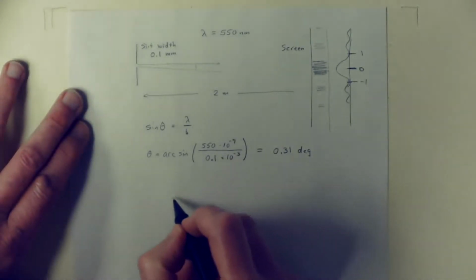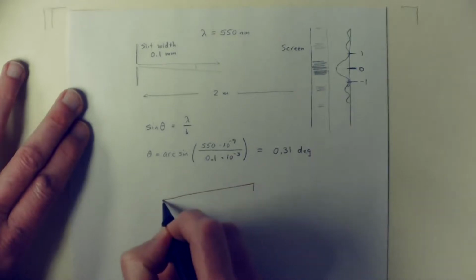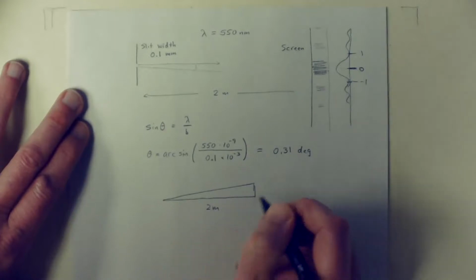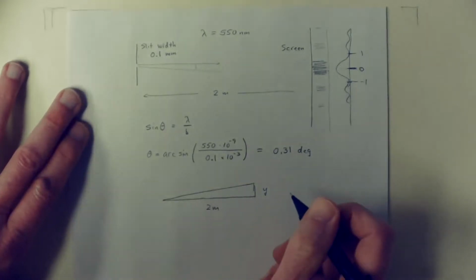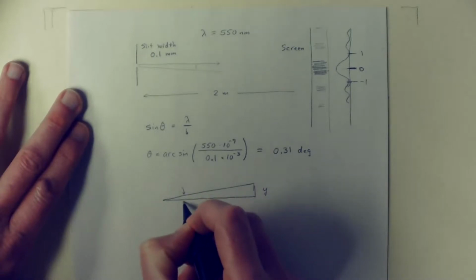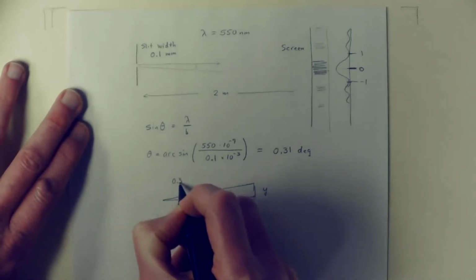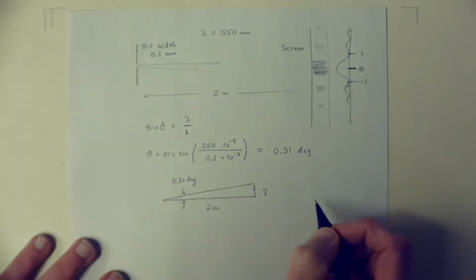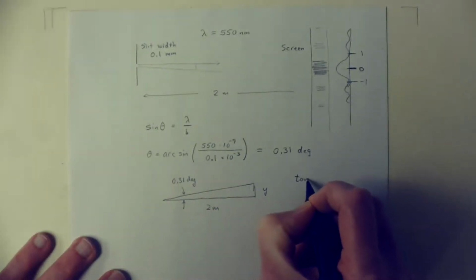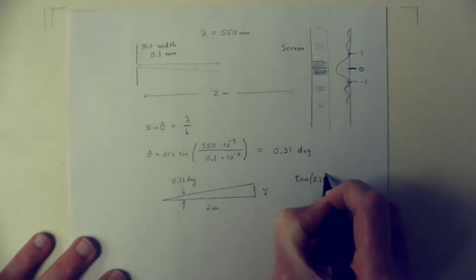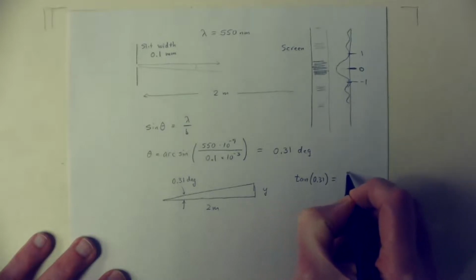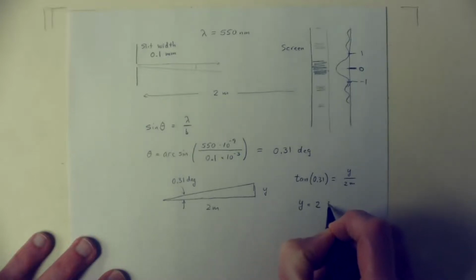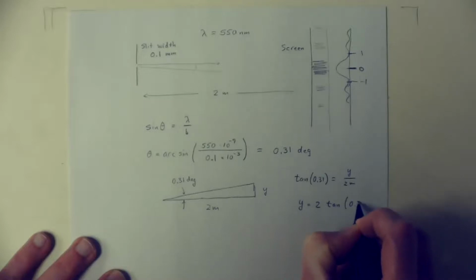Well, that's a matter of drawing this triangle again. Here we've got a distance of 2 meters, and we're trying to find out this y distance here, and the angle all the way down here is this 0.31 degrees. So what we can say is the tangent of 0.31 degrees is equal to y over 2 meters. So y is 2 times the tangent of 0.31.